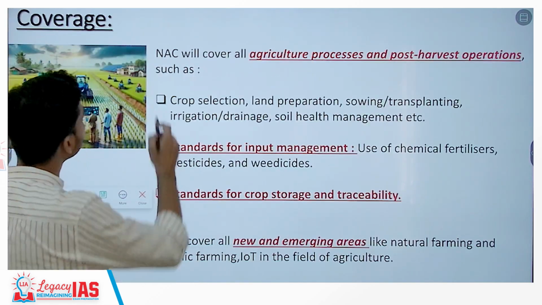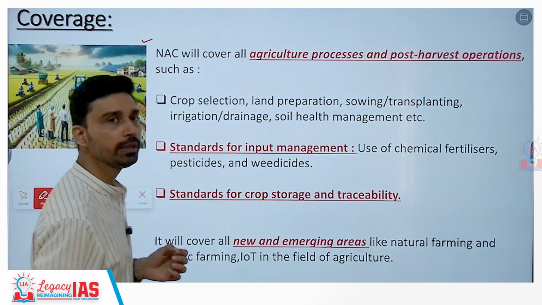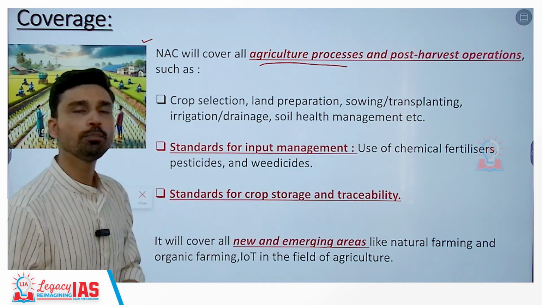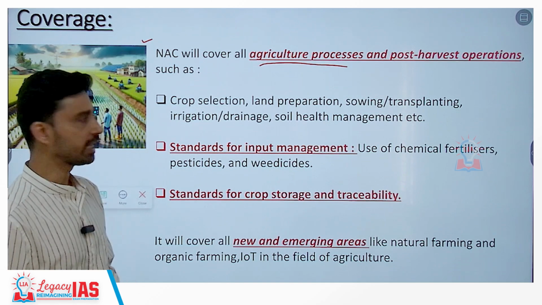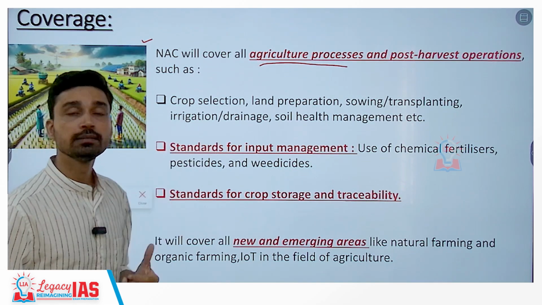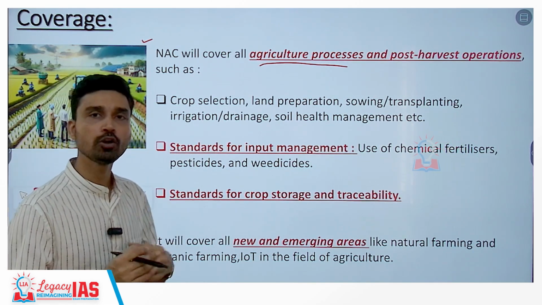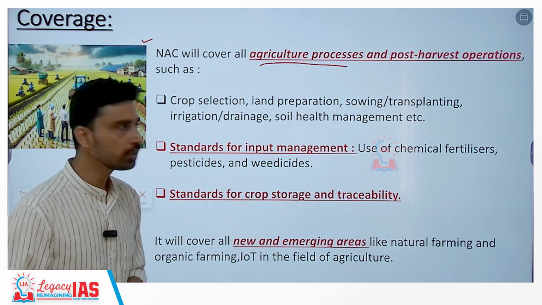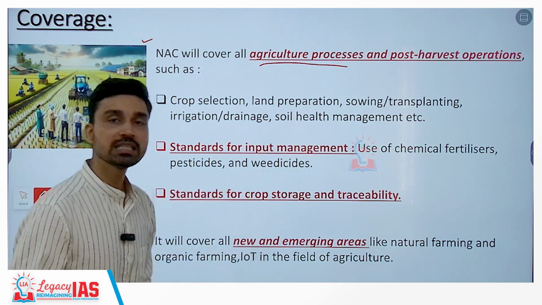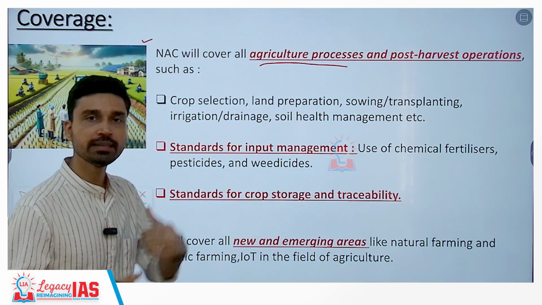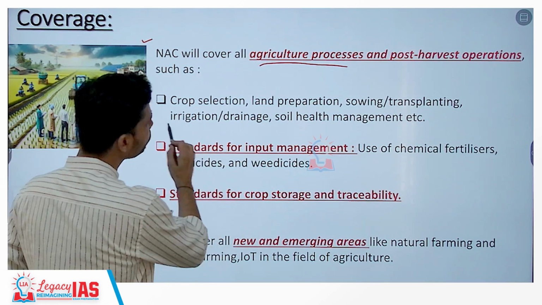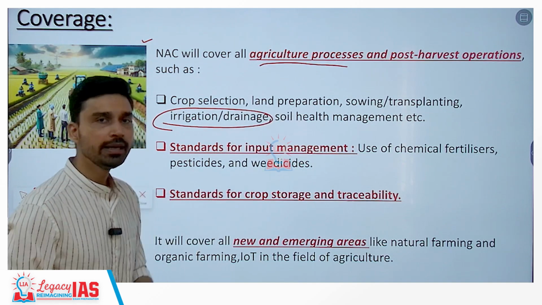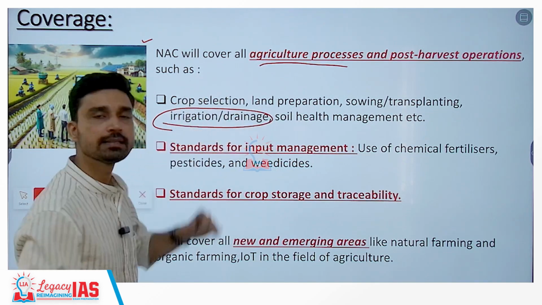Now the coverage of the NAC will be applicable over the entire agricultural process as well as post-harvest operations. For example, the selection of crops for particular agronomic areas, the preparation of land and how it should be done for sowing of a particular crop. The sowing or transplanting method itself will be standardized. Also the irrigation and drainage as well as the health management of the soil will be covered by the National Agricultural Code.